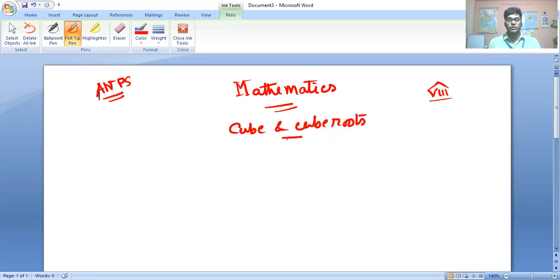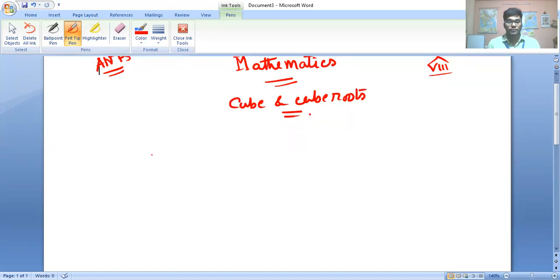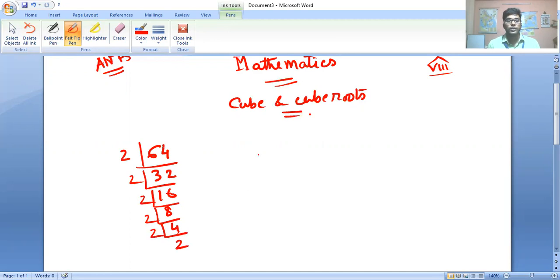So in our previous class, we have done cubes. Today, we are going to do cube roots. So what is a cube root? Suppose 64 is there. So if you factorize 64, therefore 64 would be 2 into 2 into 2.